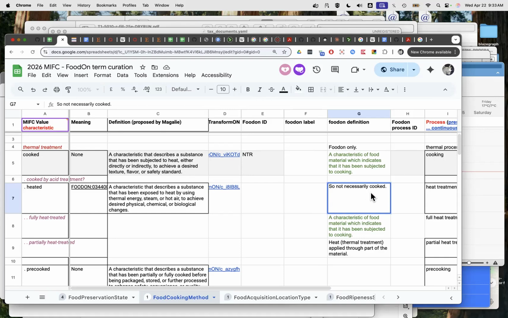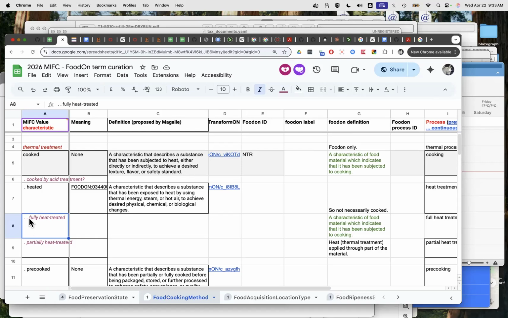Maybe fully heat treated might be a subclass of cooked, but partially and heated shouldn't be, I think. Okay. No, I don't agree, because you can have something partially cooked. It's not fully heat treated. Cooked is not always fully heat treated. Okay, fair enough. So do you think the three of them should just be separate then? Yes, I think it's better as separate things because it's not the same meaning.